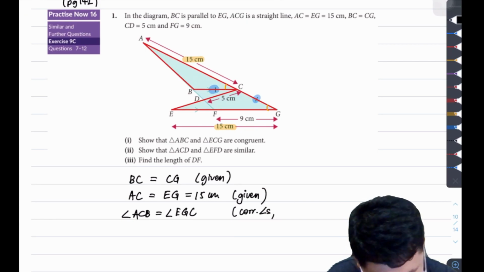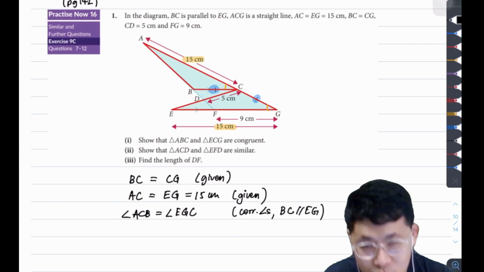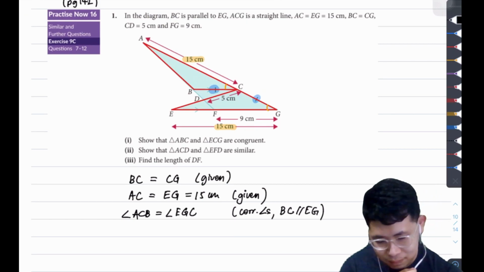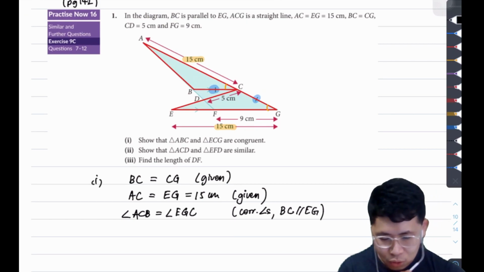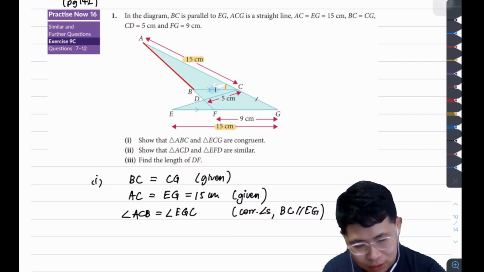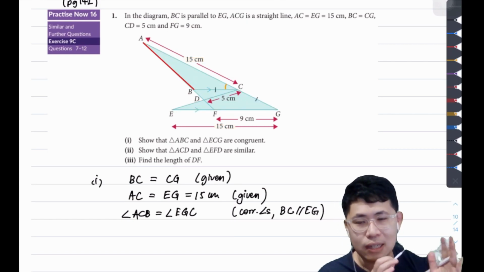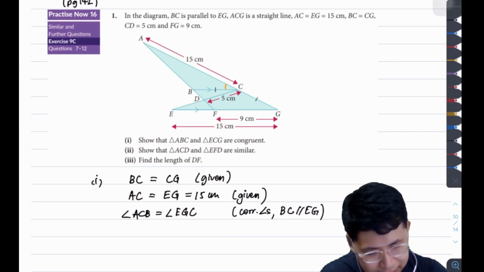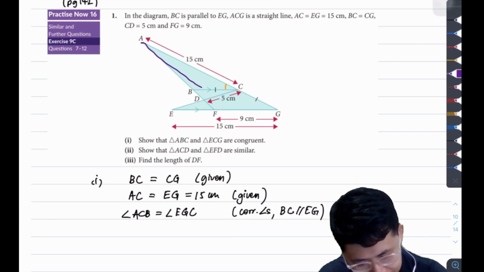And which ones are the parallel lines? BC parallel to EG, right? If you were to draw too thick, you cannot even see the parallel sign. Okay, so this is part 1. Part 2, show the ACD. Alright, so let's remove this. It is really important to use a pencil so that you can erase and redraw. Okay, so show that ACD. So we have ACD.